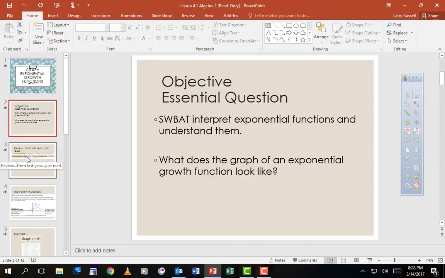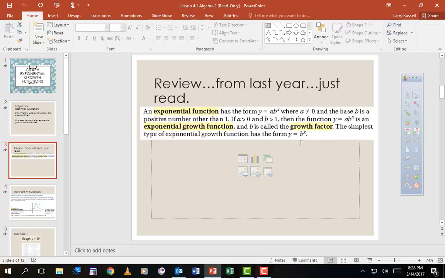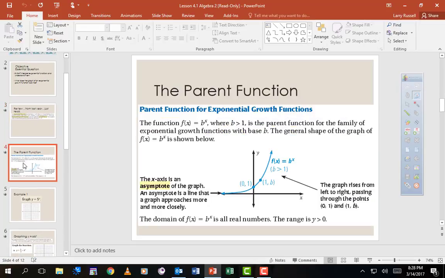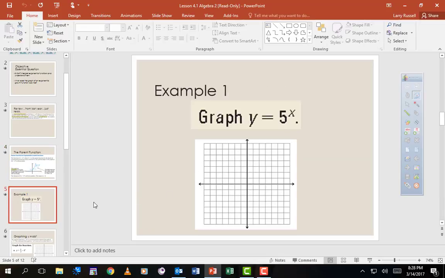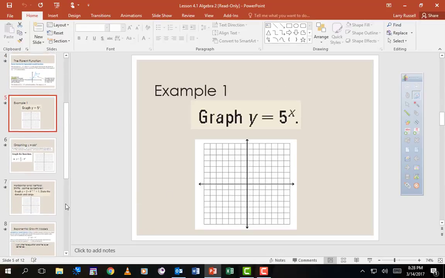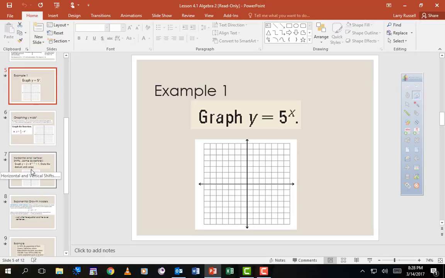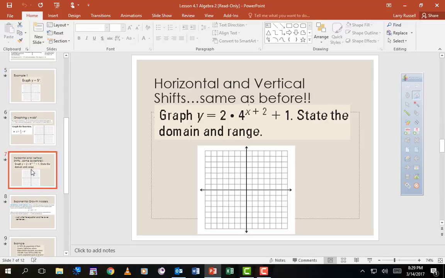Of course, we looked at the objective, learned about the basics of exponential functions. We learned that the a is the initial amount, the b is the growth factor. So we learned about the parent function, and we looked at a graph here of some of these functions. What I want to do on part 2 is basically show you the horizontal and vertical shifts. And these are just like our square root and our cube root functions.